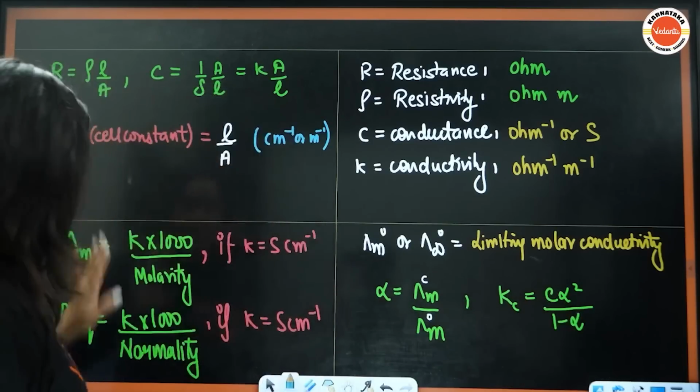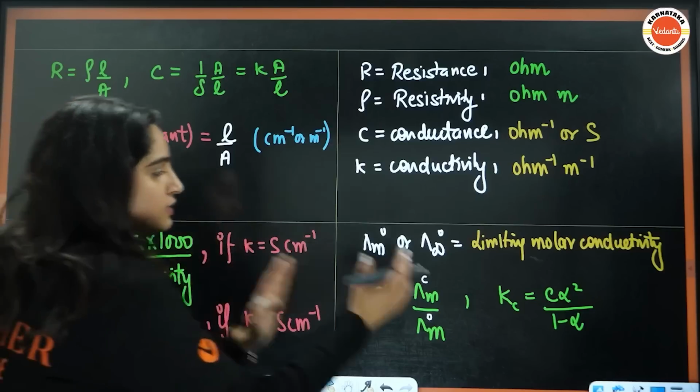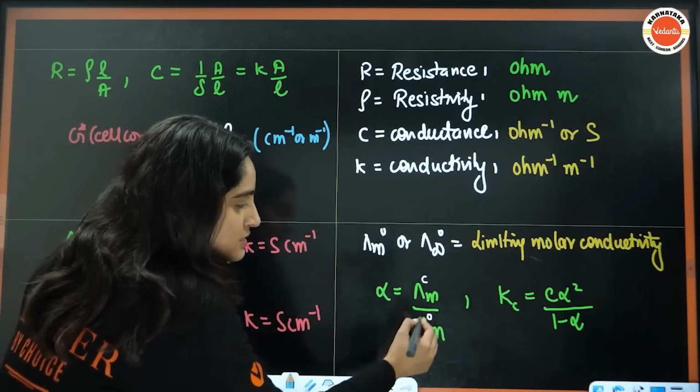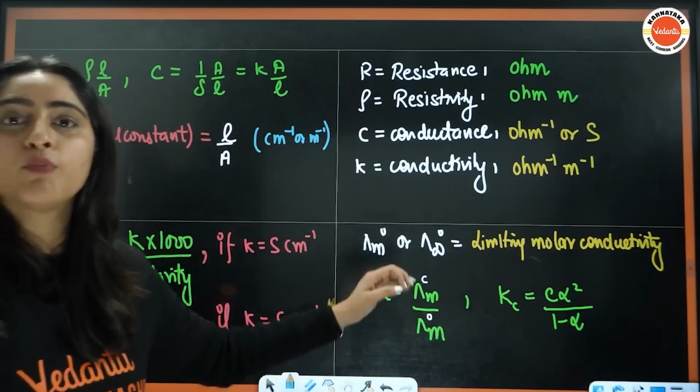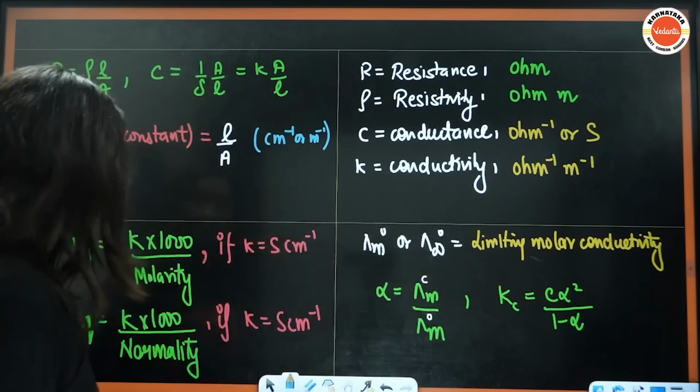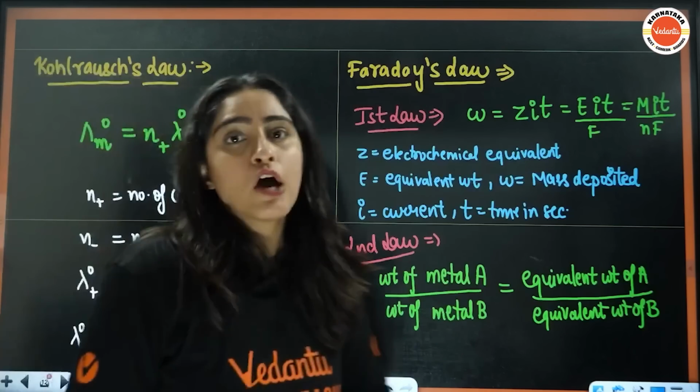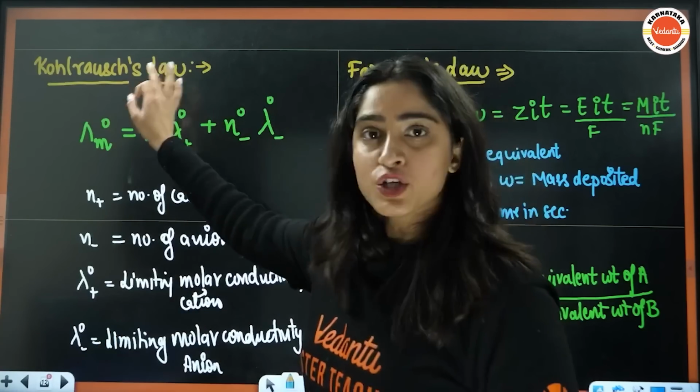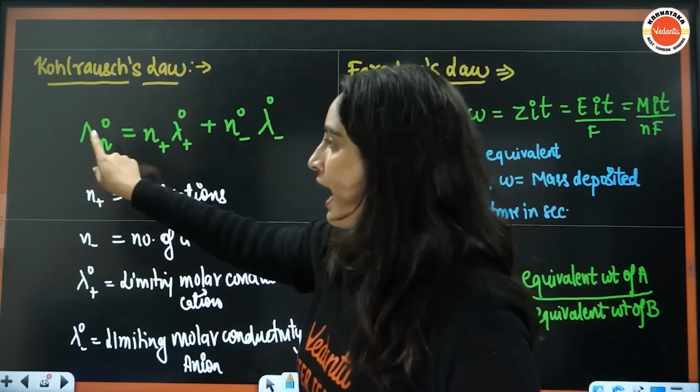Okay guys, so this is also asked. They will ask you firstly this, then this. For calculating the molar conductivity at infinite dilution, there are 2-3 things that we can do. For that we have Kohlrausch's law. For this law, we have this.